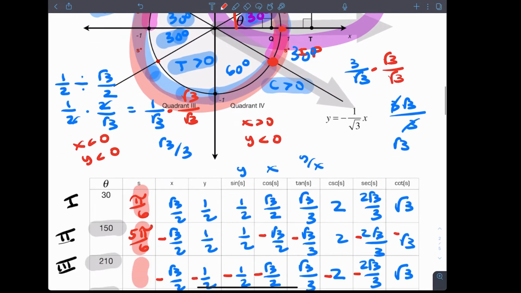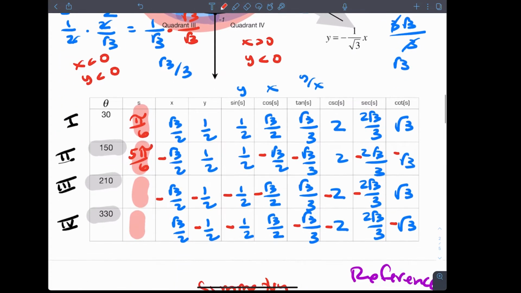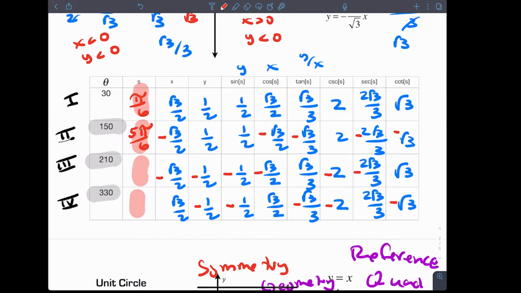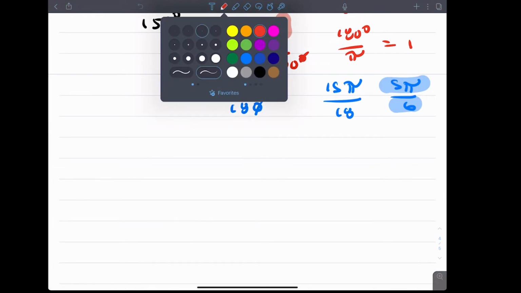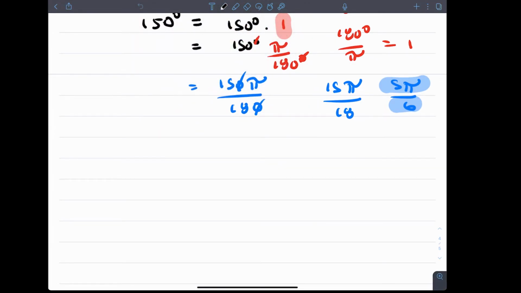Do you guys know what the other angle will be? 210. What does that become? Okay. What about the last one? Okay, now you might say, why? Well, go to your scratch. Now, what was the other degrees? What was the other degree angle? You guys remember? 210.